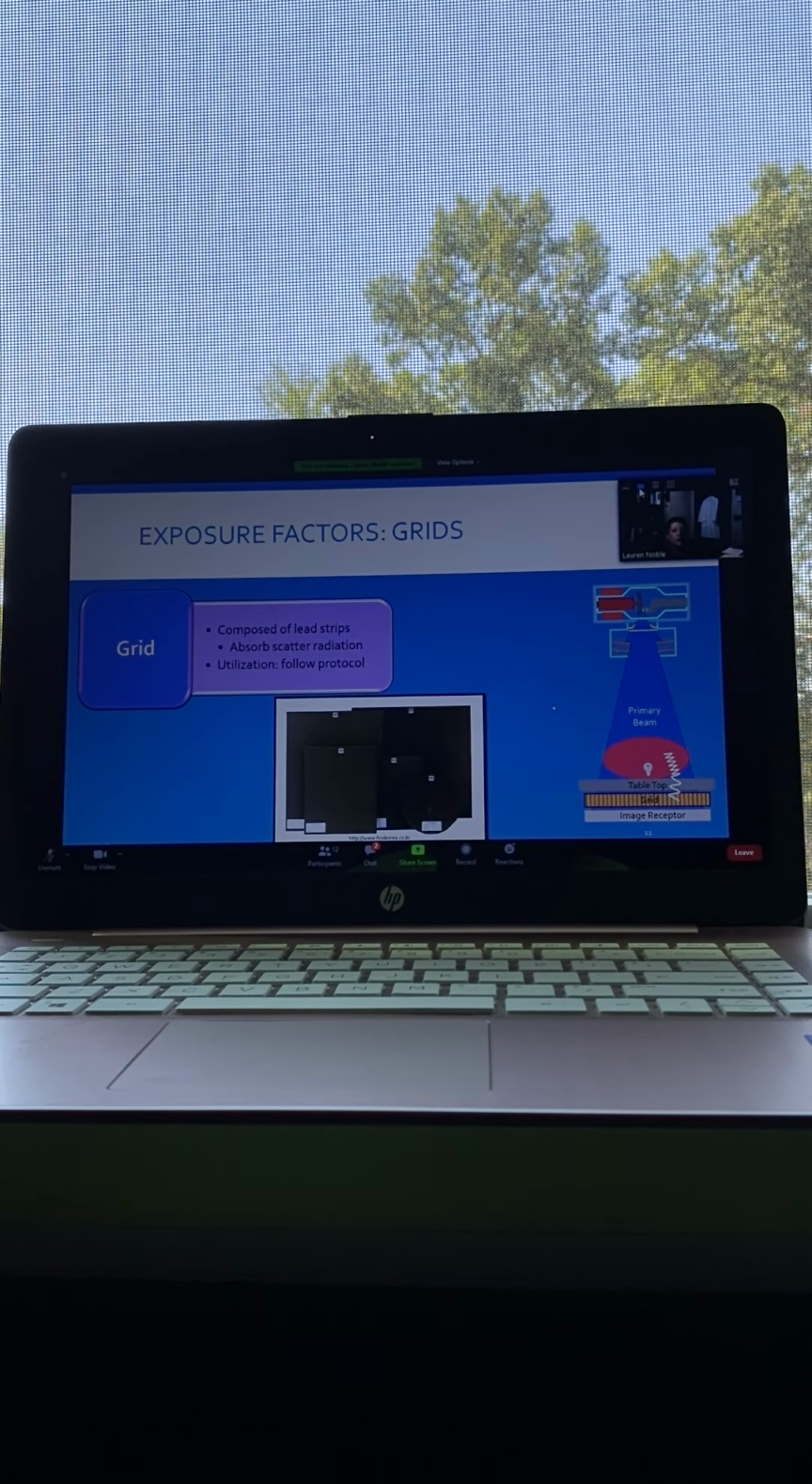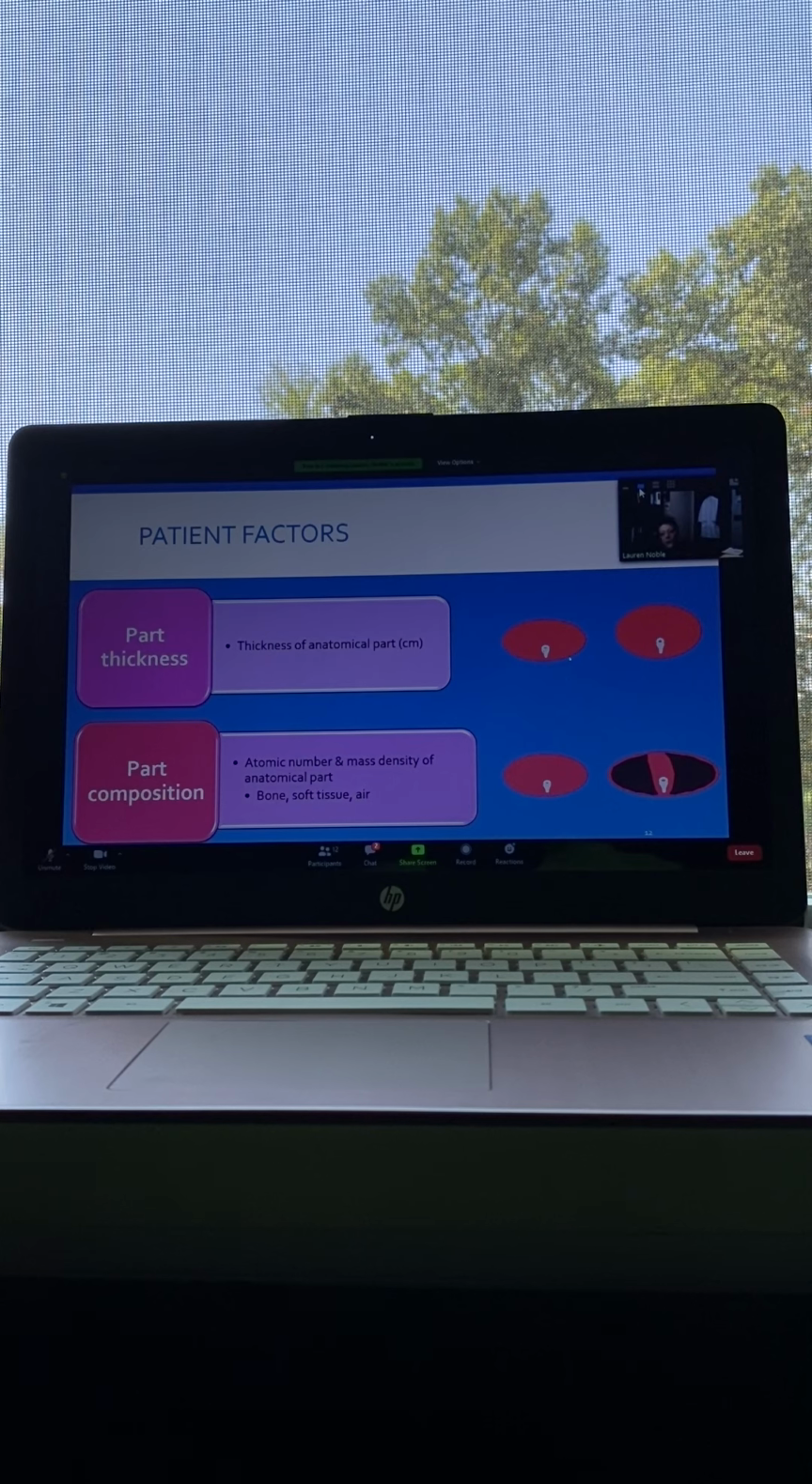Okay. So those are all the factors that have an impact on receptor exposure, and we refer to those as our exposure factors. Now here we've got patient factors that come into play. Part thickness, we've talked about. Part thickness will play a role in the exposure factors that we set because different part thicknesses have an impact on the receptor exposure.